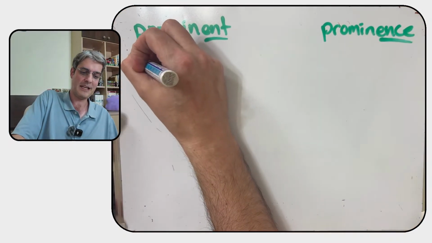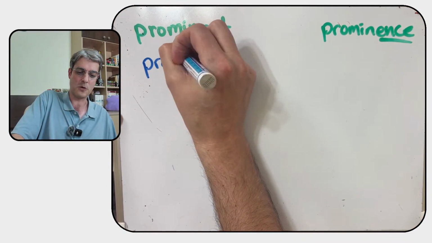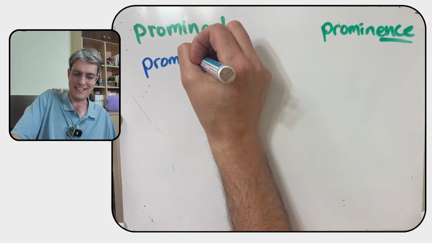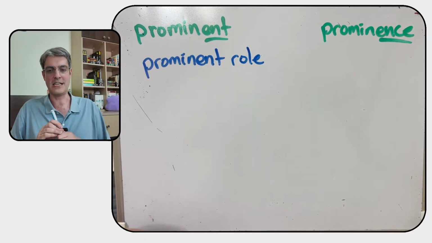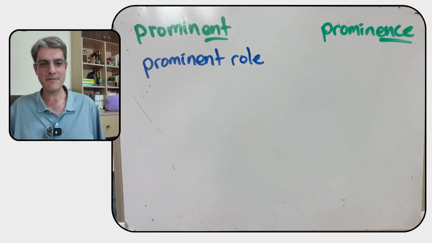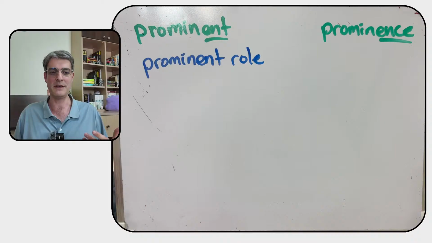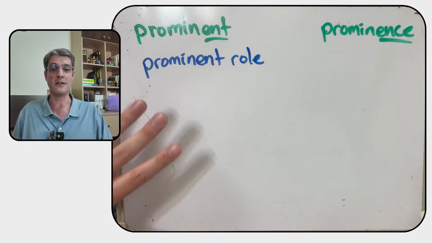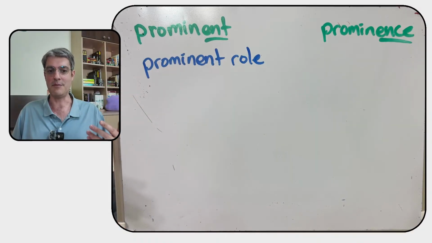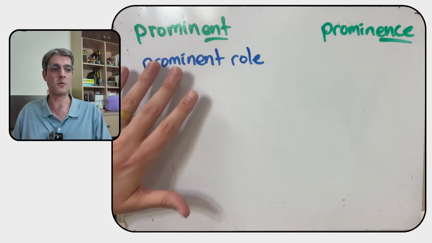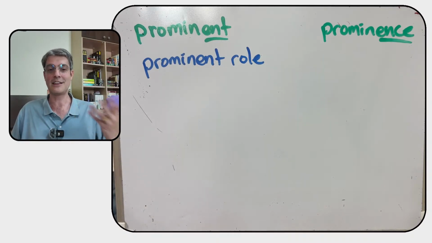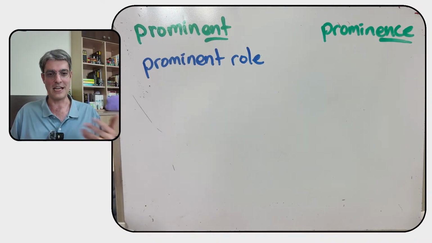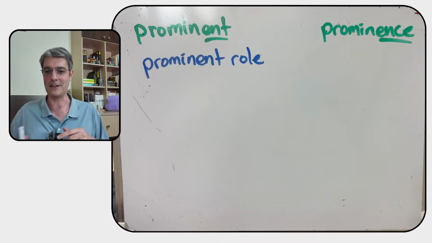So we talk about maybe having a prominent role. Prominent, oh, that's so hard for me. Prominent role. And this could be talking about someone in a job position. They have a prominent role in the company. They have a very important position in the company. Or it could be talking about someone in a movie. Like maybe an actor has a prominent role in the movie. Means they're on the screen a lot in that movie. They're not the main star, but maybe they have a prominent role. They're on the screen a lot.